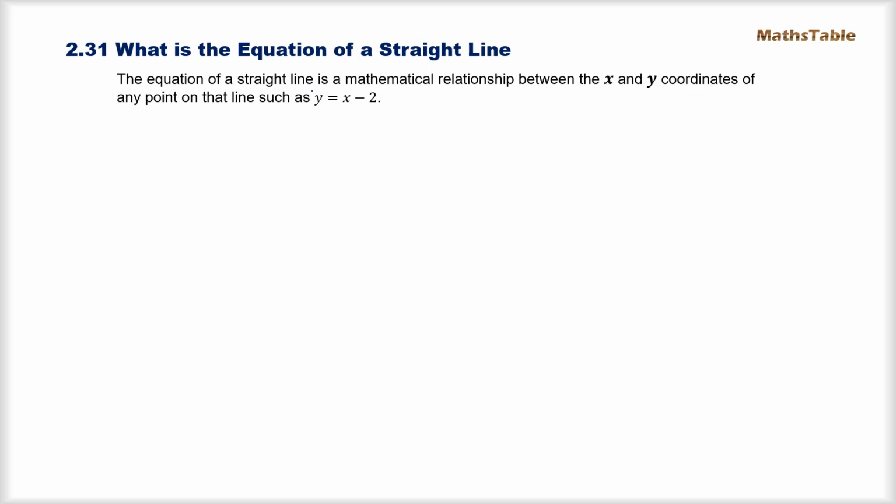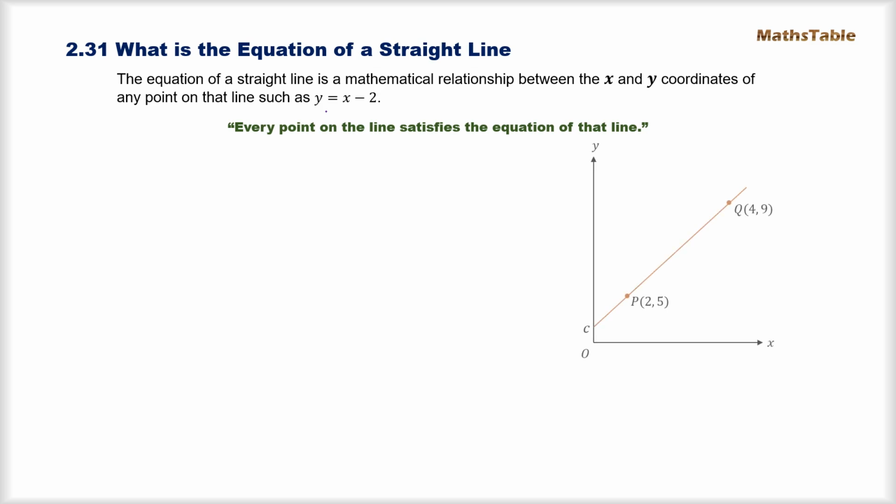And not just one point, but every point on that straight line which has this equation will satisfy the equation of that line. So the equation is a single relationship which actually represents all the points which lie on that straight line.